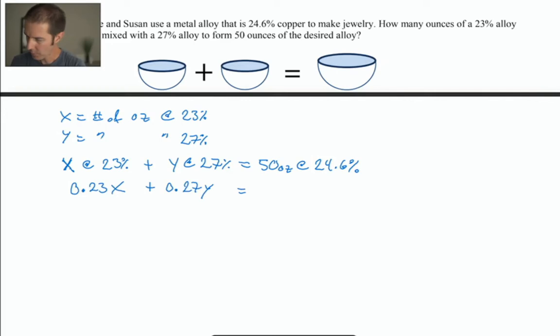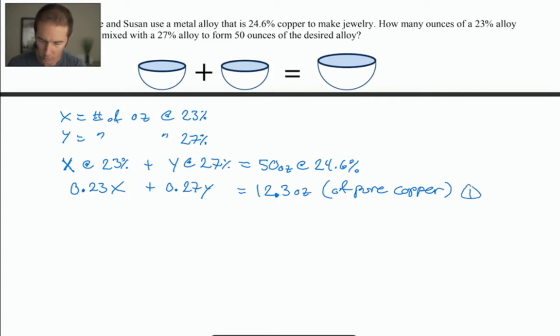And on this side of the equation, we've got 50 ounces times the 24.6%, which when we multiply it as a decimal, we end up with 12.3 ounces. Now this is all of the pure copper trapped inside of those alloys. So this is going to be one of our equations. That's equation 1. Equation 2 is much more simple.